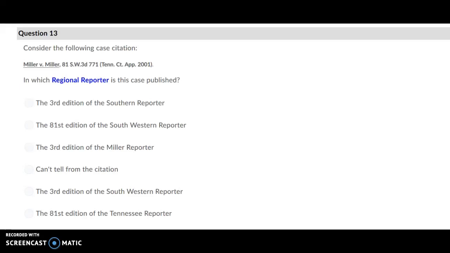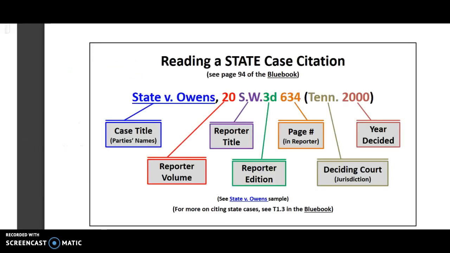Today I am going to cover this question regarding the following case citation, which is listed here, Miller versus Miller. And the question is, in which regional reporter is this case published? In order for us to answer this question, we first need to know how to read this citation. So we will go over to reading a state case citation.